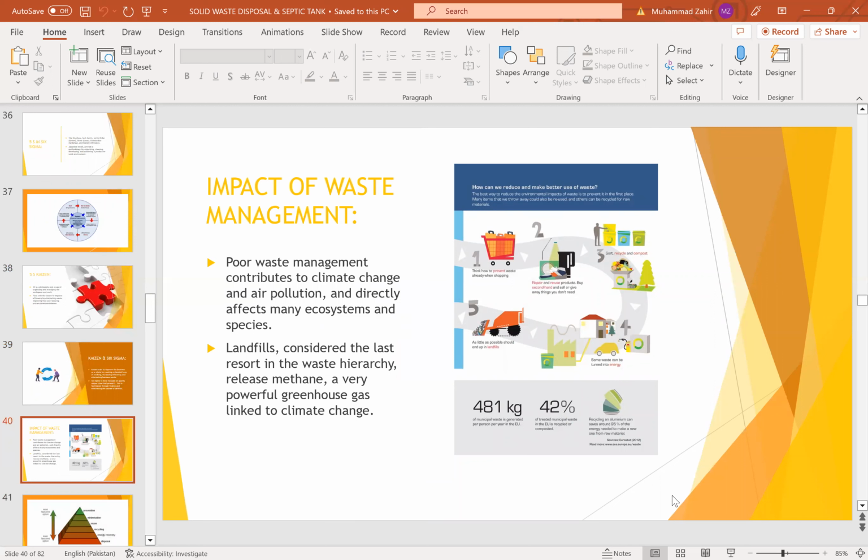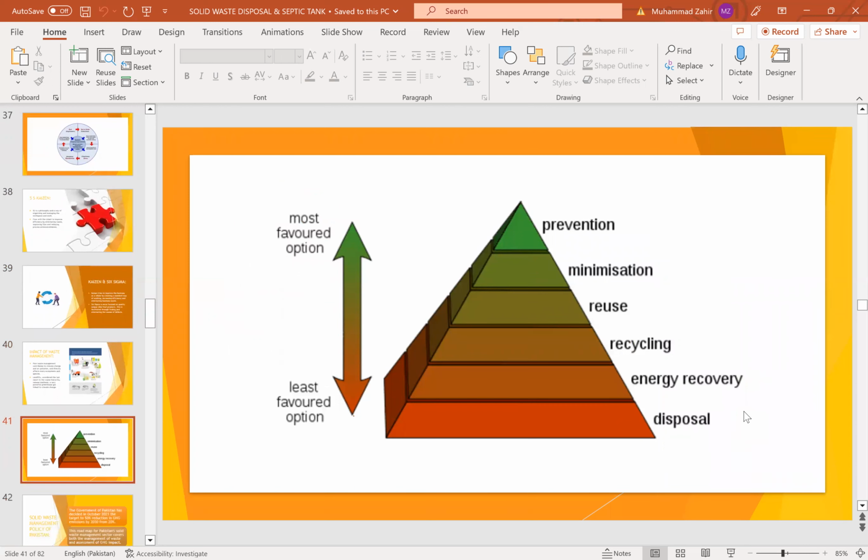What is the impact of waste management? Poor waste management contributes to climate change and air pollution and directly affects many ecosystems and species. Landfills, considered the last resort in the waste hierarchy, release methane, a very powerful greenhouse gas linked to climate change. This is the picture you can see. 481 kgs of municipal waste is generated per person, and 42% can be recycled. So this is the hierarchy. You can see prevention is at the top, then minimization, reuse, recycle, energy recovery, and the last, the least favorite option, is disposal.